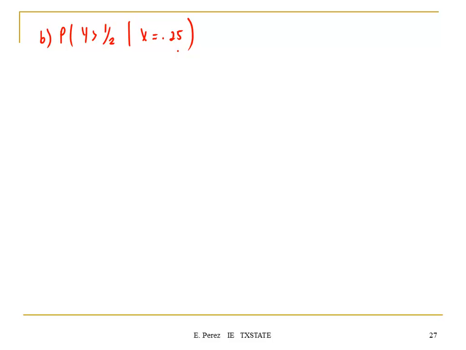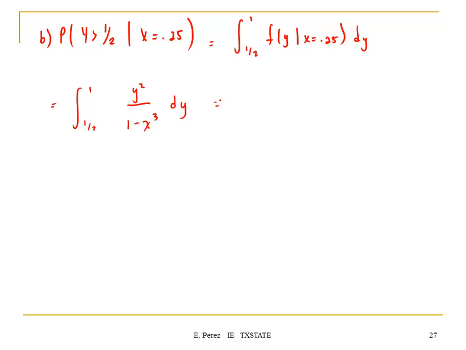Okay, we solve this, then you need to integrate from 1/2 to 1 f of y, given that x equals 0.25, dy. So we have the integration from 1/2 up to 1 of 3y squared over 1 minus x cubed, which is our conditional probability. If we solve this, this is 8/9.